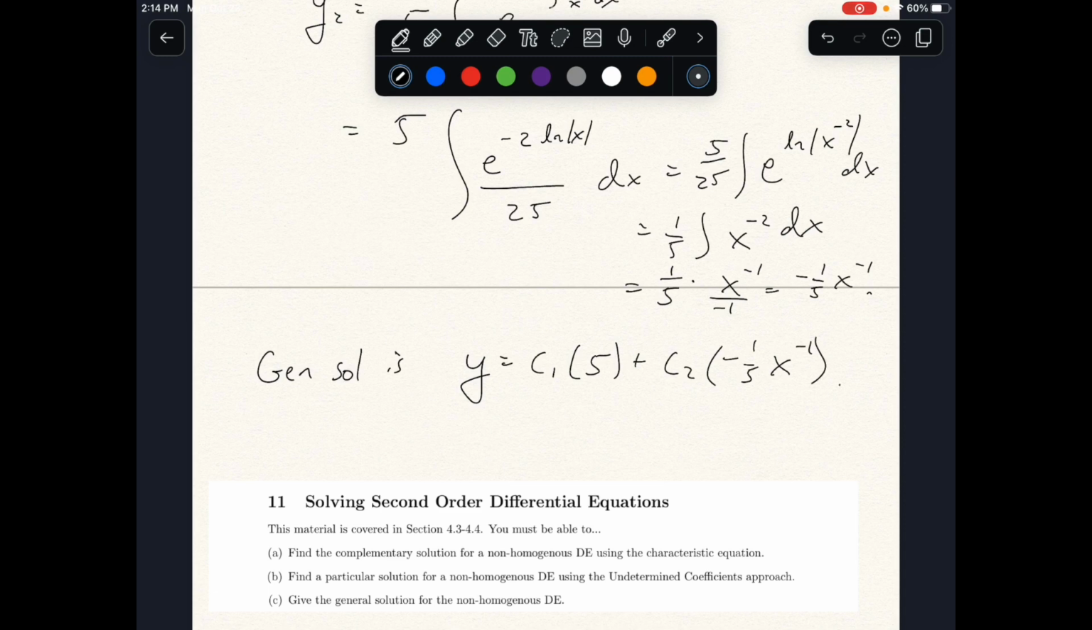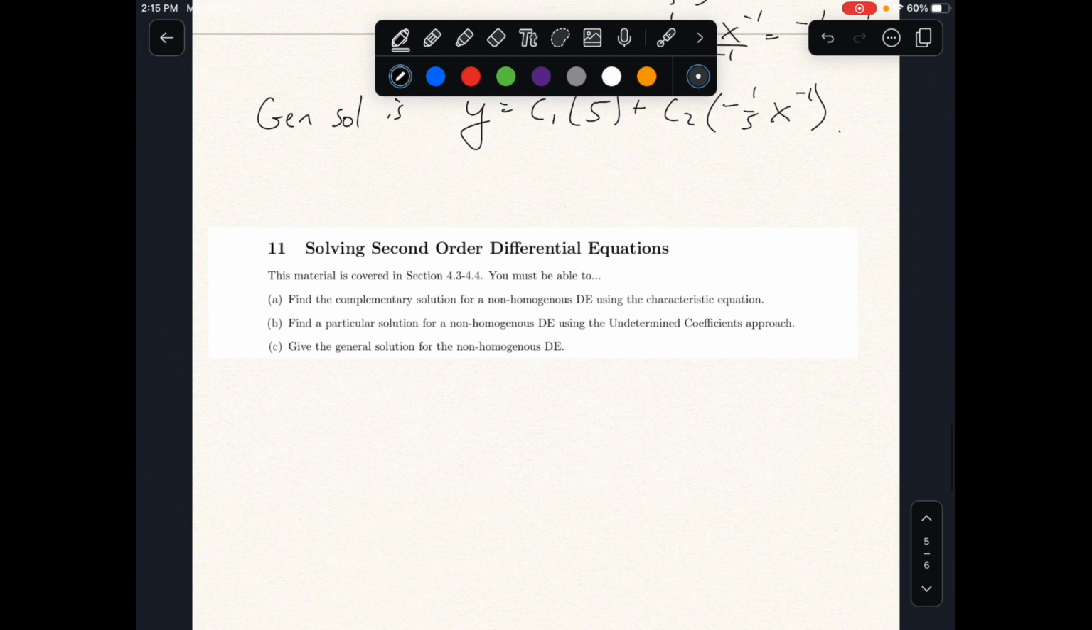Okay, solving second order differential equations. You need to be able to find the complementary solution for a non-homogeneous DE using the characteristic equation. You need to be able to find a particular solution for a non-homogeneous DE using the undetermined coefficients approach. And you need to just give the general solution for the non-homogeneous DE.